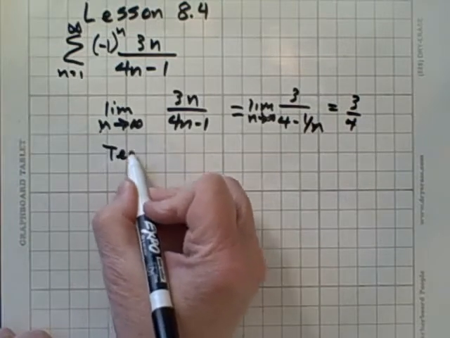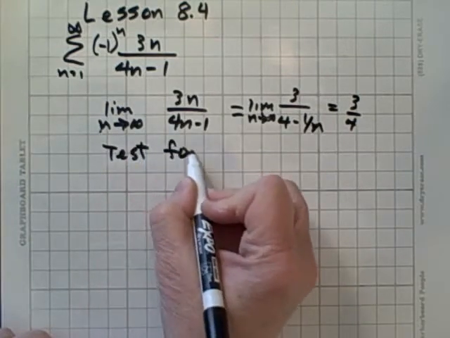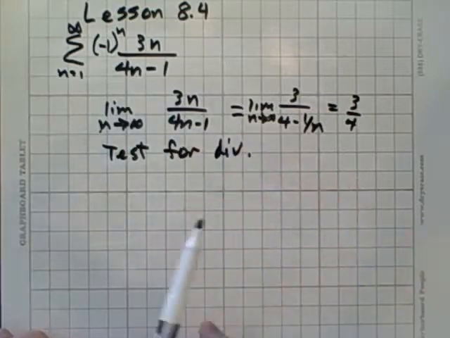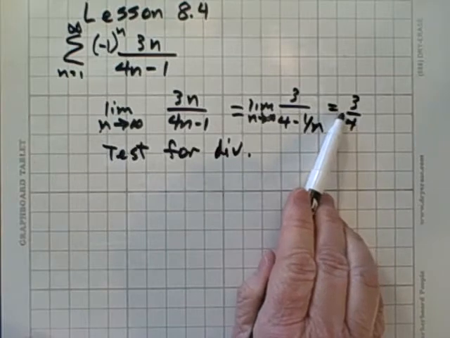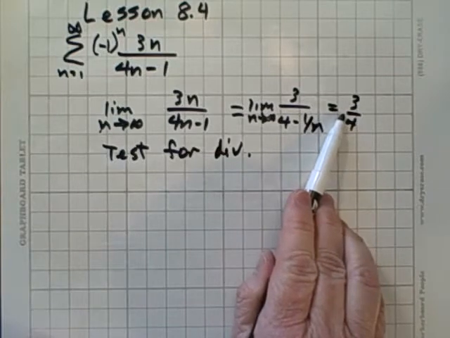And by the test for divergence, we cannot apply the alternating series test. The terms are not heading towards 0, therefore the series must diverge.